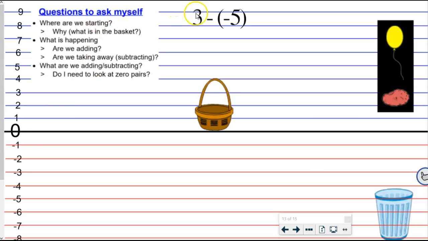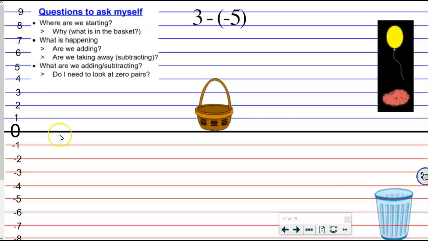So similar to our last one, 3 minus a negative 5. Excuse me, 3 minus a negative 5 is what I meant to say. Where are we starting? Why? What's in the basket? What's happening? Are we adding or are we subtracting? What is it that we're adding or subtracting? Do I need to look at 0 pairs? Go through that process with your groups, pausing the recording as you work on this with your groups.